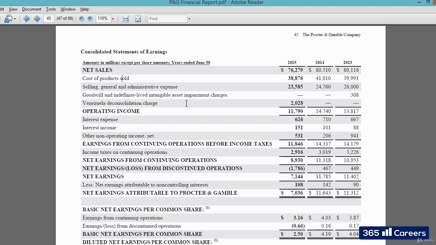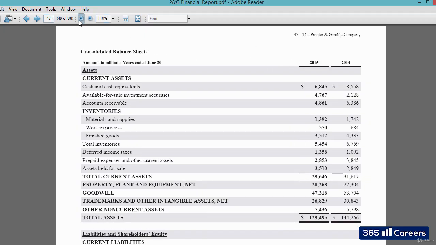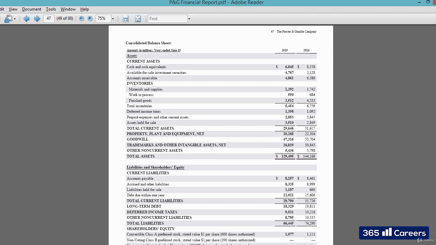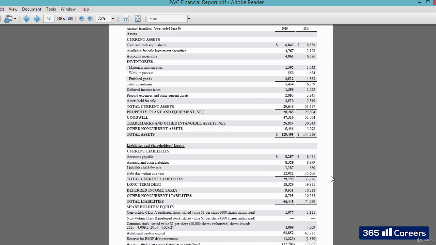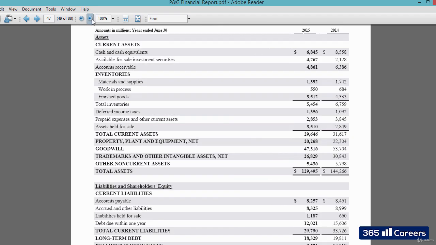Here is the company's income statement. We can disregard the information that is below the net earnings line, as it is out of the scope of our exercise. Let's go to page 47. Here is the company's balance sheet. Most of the accounts are exactly like the ones that we've seen so far in this course.